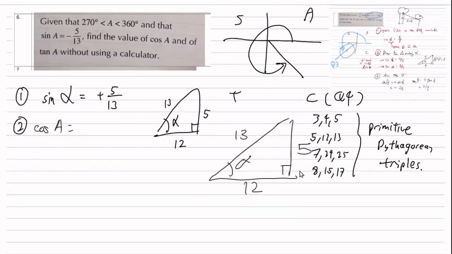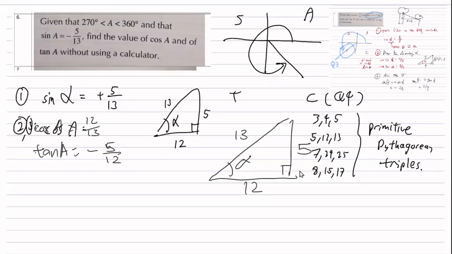Cosine A, adjacent 12/13 and positive. Then tangent A equals negative 5/12, opposite of this. Tangent in this case should be negative. Sine in this case should also be negative. But they want cosine. Cosine is positive. Yes, correct.